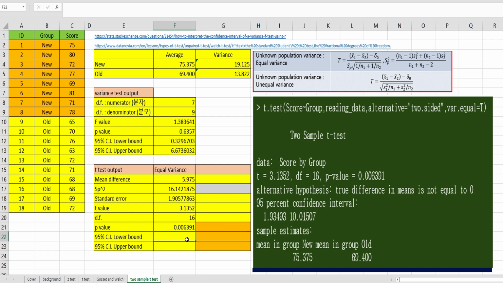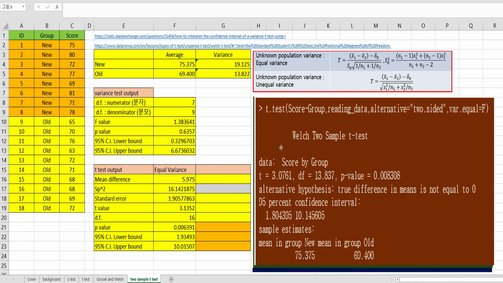Okay, let's calculate the 95% confidence interval for the lower bound and upper bound. So mean difference minus T.INV for probability 0.975, because we consider a two-sided test at 5%, so half of it, that is 0.975, degrees of freedom as 16, and multiply by standard error here. Okay, so we can apply this formula also for the upper bound. We need to change the minus sign to a plus sign, right? So this is the same as this one.